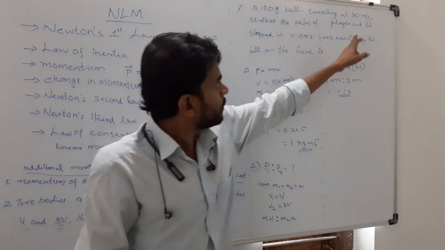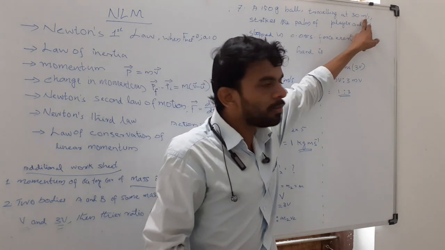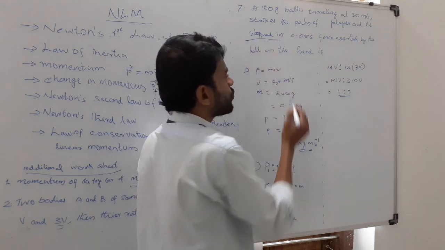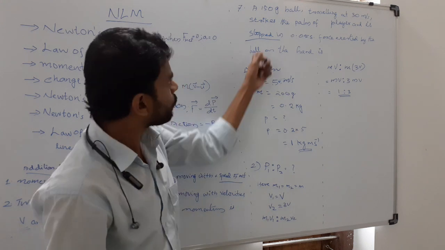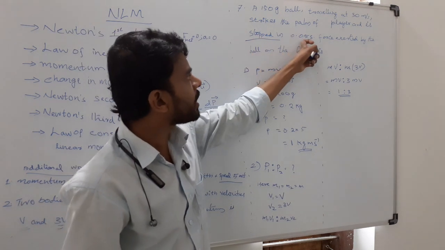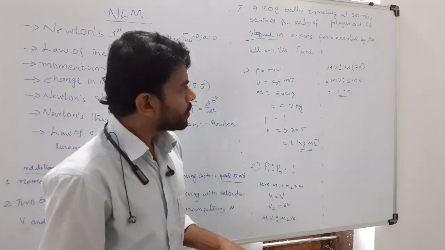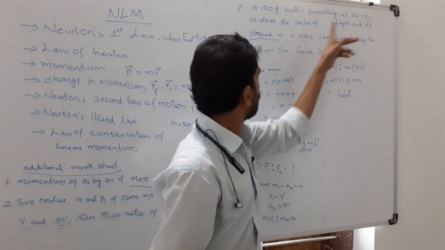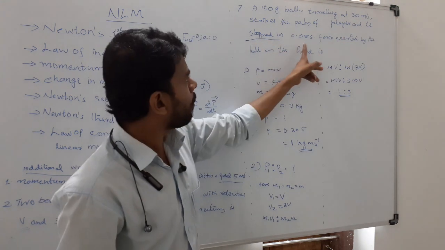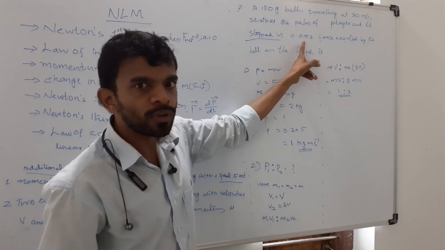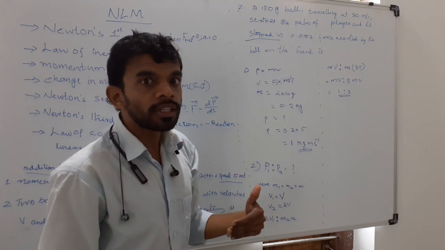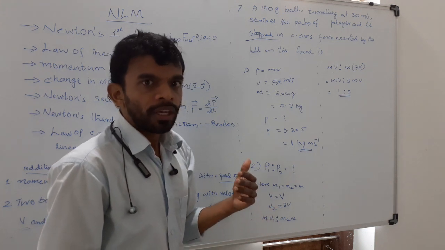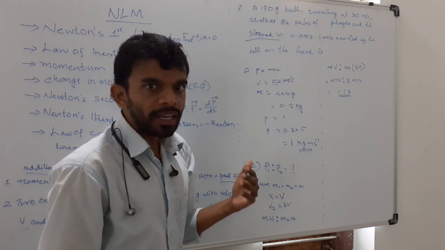So the initial velocity is 30 meter per second, and final velocity is, see, when it is stopped, the velocity is 0. So the final velocity is 0, and the time taken is 0.5 second. So we have given mass, initial velocity, final velocity, also time taken. So which equation is best to substitute in order to find the force? That is F is equal to m into v minus u by t.